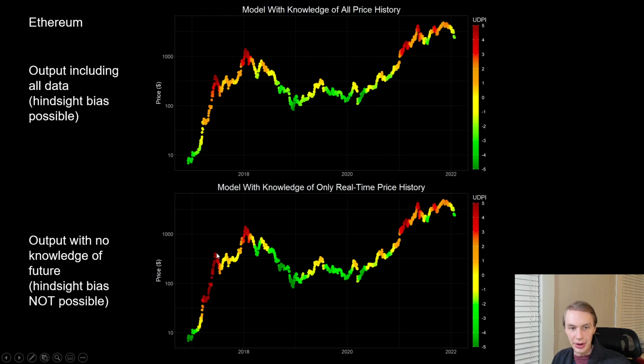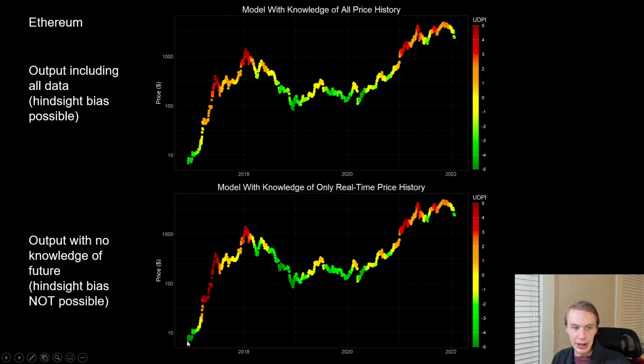So you can see it's still learning a little bit during this pump here, but then after that, it's calling it very well. It's calling it very much in line with what the model with full knowledge of ETH's price history is doing. So I think that is quite reassuring. That's validating. It shows that this also is working in real time quite well.